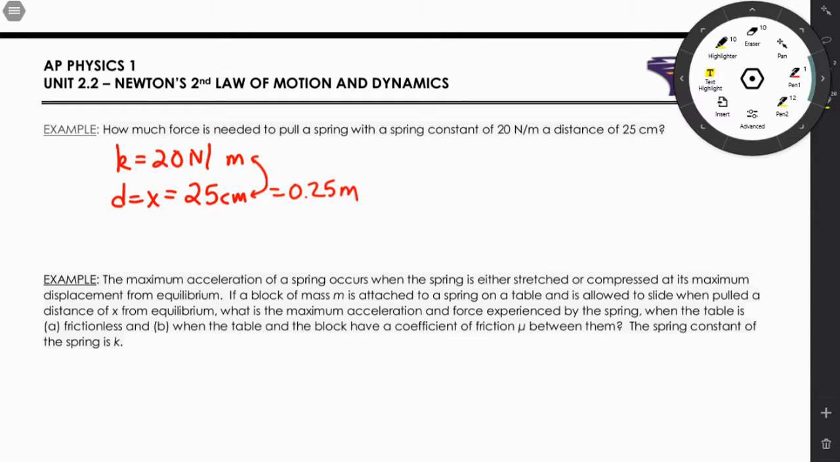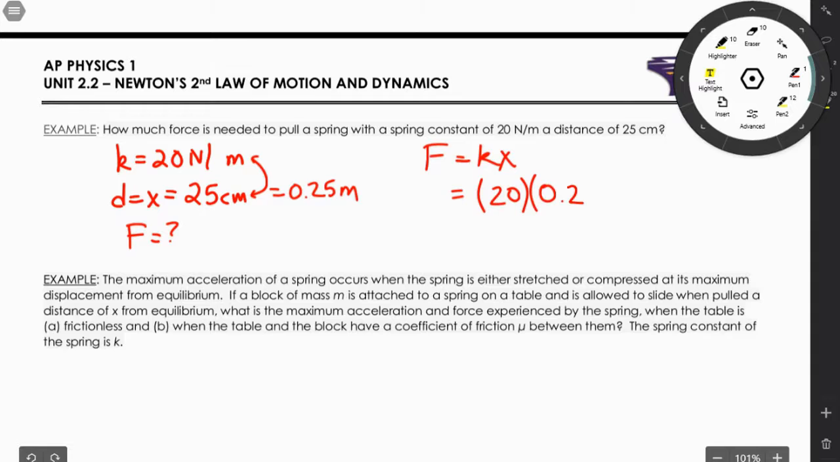And so what are we looking for? How much force did we apply? All we're going to simply do is F equals kx. I can drop the negative sign here if I want. The negative sign is not a big deal at this point in time. So I'm just going to do 20 times 0.25.